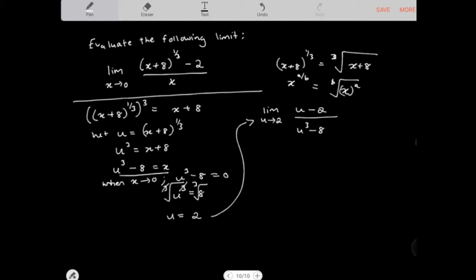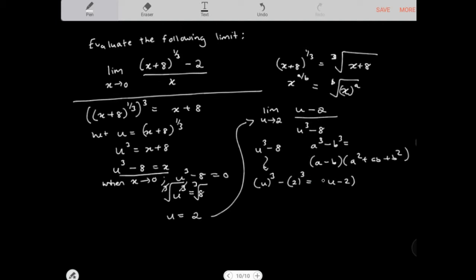Now we can actually factor this. If you look at u cubed minus 8, this resembles a difference of cubes. According to the difference of cubes, where we have a cubed minus b cubed, we can factorize this as a minus b times a squared plus ab plus b squared. I'm going to do the same thing here. So u cubed minus 8 you can write as u cubed minus 2 cubed, which is u minus 2 times u squared plus 2u plus 4. That 4 is 2 squared.